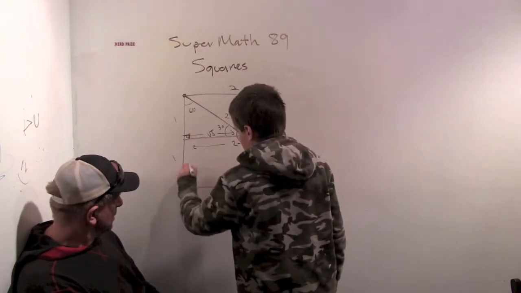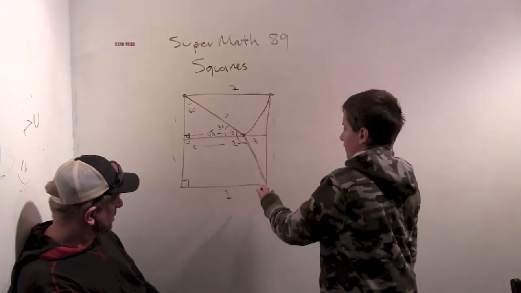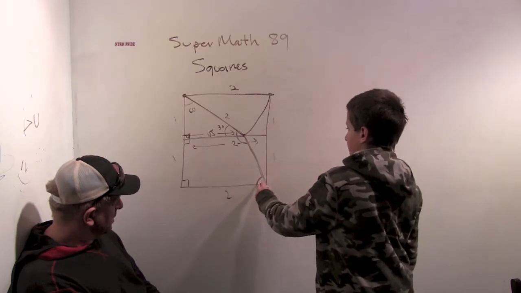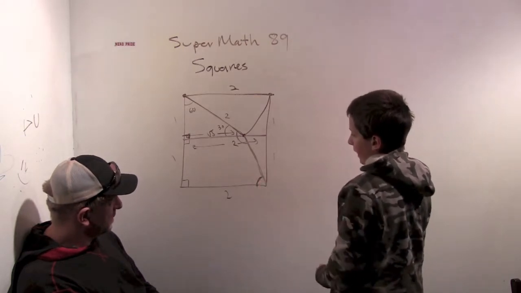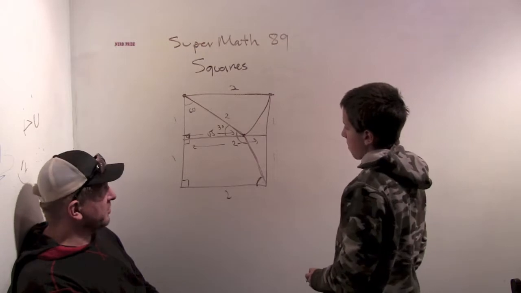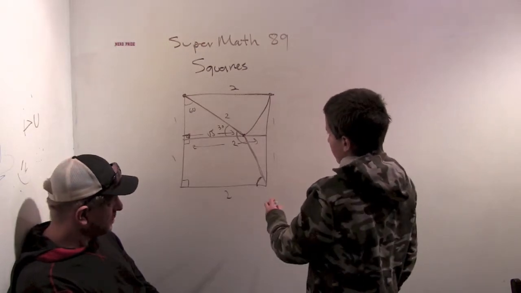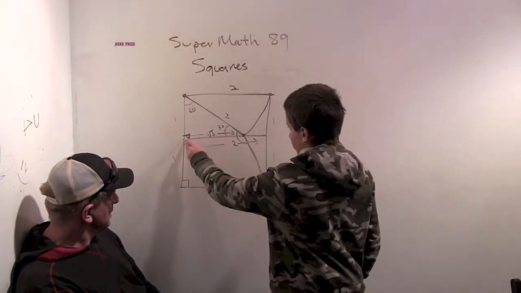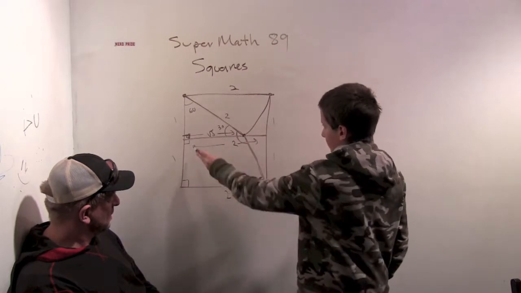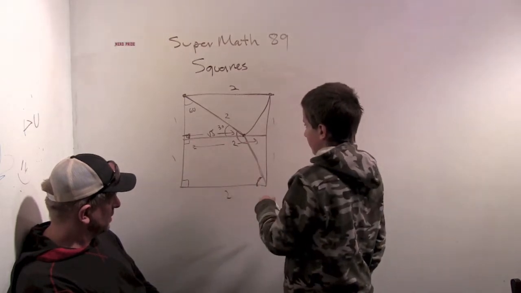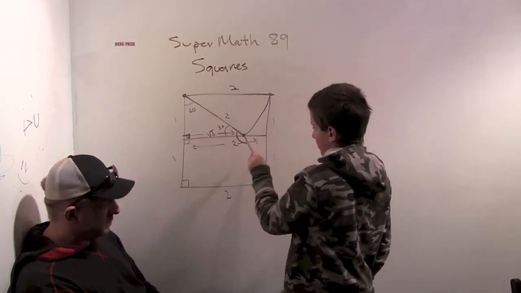Well, if we could find what this bit is, that would help. That'd be very helpful. Why? Because we have this quadrilateral, and that angle plus that angle plus that angle plus that angle has to be 360. Okay, good.